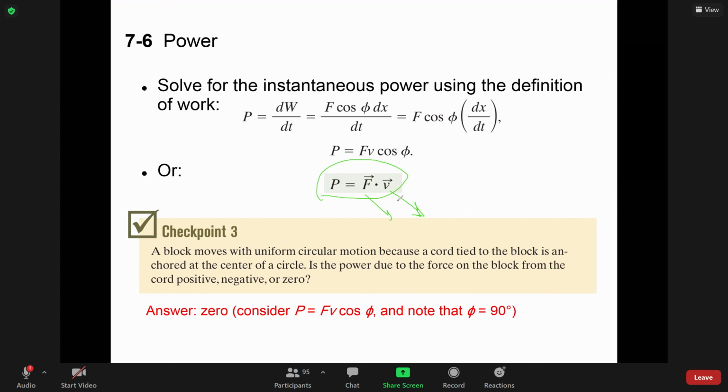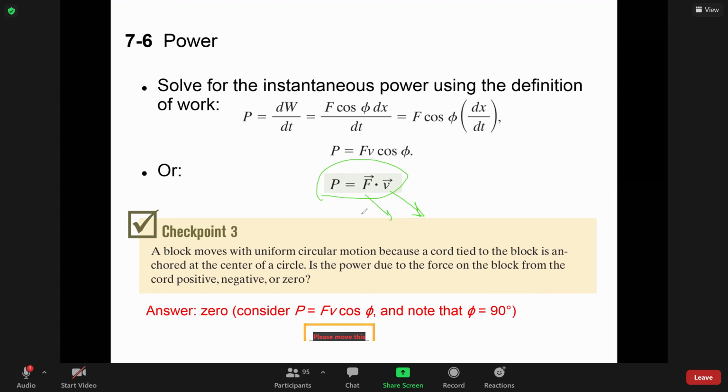What happens if the velocity and the force are perpendicular to each other? If the particle is moving this way and the force is affecting it this way, what does it mean for the power done by this force? Zero. Why? The angle is 90 degrees, and the cosine of 90 in the dot product will be zero.